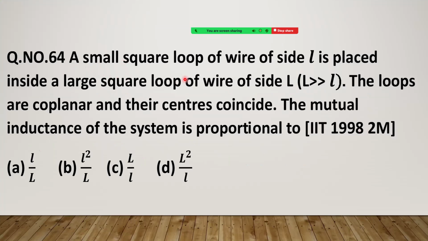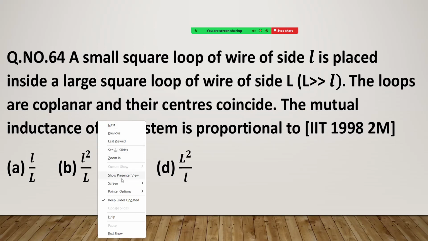A small square loop of wire of side length L is placed inside a large square loop of wire of side length capital L, and the condition is that capital L is very large compared to the smaller one. The loops are coplanar and the centers coincide. The mutual inductance of the system is proportional to what? Let us see how to start.